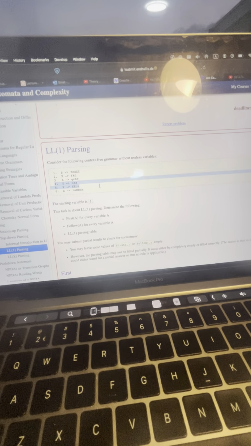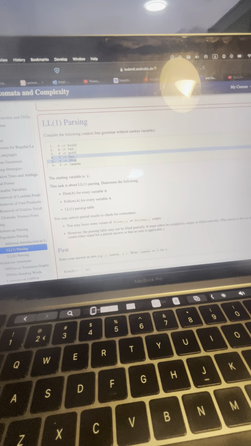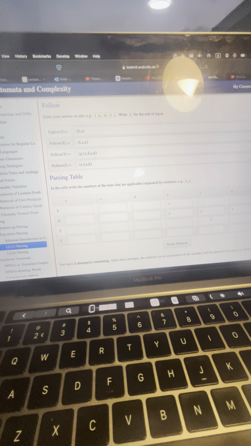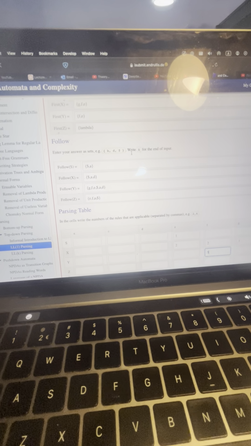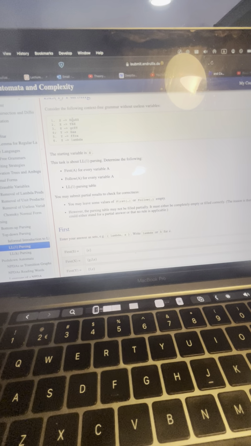Then we have 4 and 5 for Y, which is F and E. Which one gives us F? Number 5 gives us F, so 5F, and 4E, because S gives us E, so 4E.